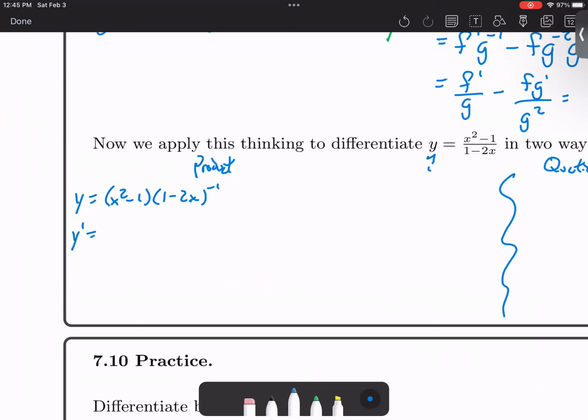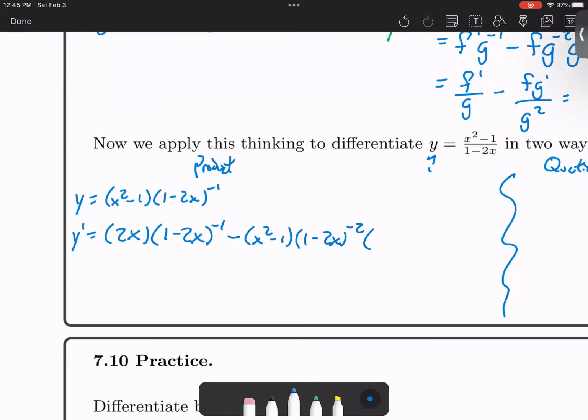And the product rule tells us differentiate the first term, leave the second term alone, plus leave the first term alone, and now differentiate the second term. So it's going to turn that plus sign into a minus. 1 minus 2x now to the power of minus 2, and then times the derivative of 1 minus 2x, minus 2.